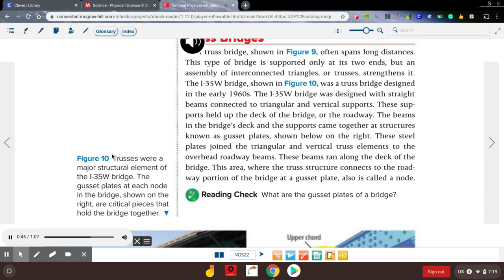Reading check. What are the gusset plates of a bridge?